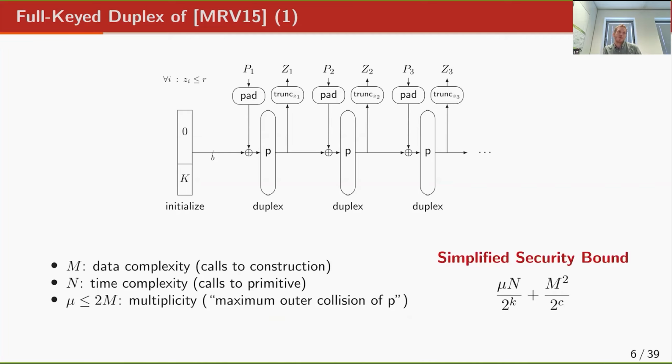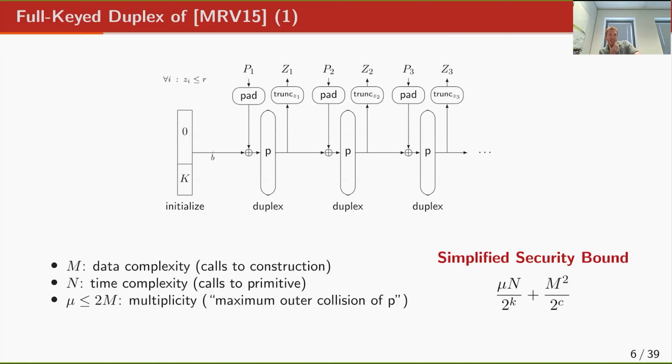And then we proved that if the attacker has a data complexity M, which corresponds to the number of duplex evaluations, and a time complexity N, which roughly corresponds to the number of permutation calls that it can make, then we had a bound of roughly μN over 2^k plus M² over 2^c. Here M is the data complexity, so the number of duplexing calls, N is the time complexity, and μ is some multiplicity, which was the maximum outer collision in the permutation. And yeah, this is a long time ago, so this is 11 years ago that we had this result.